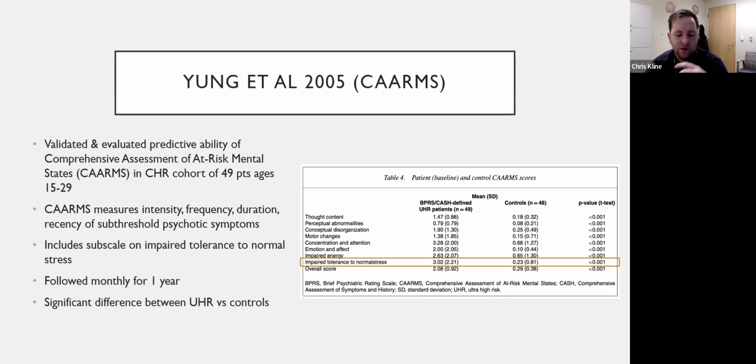And they compared the tool in a cohort of patients defined as clinical high risk by doing monthly evaluations over a year. And as you can see from the table at baseline here, there are differences across all scores in the high risk group compared to controls. They use UHR, ultra high risk, which is the same thing as clinical high risk. And in particular, the stress tolerance subscale was significantly different between the high risk group and the healthy controls.